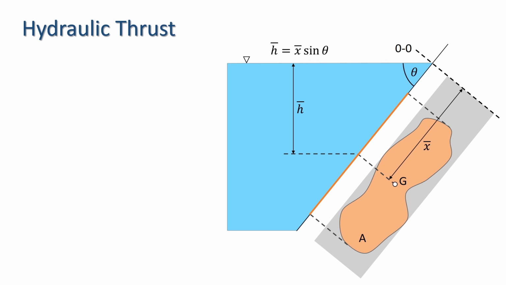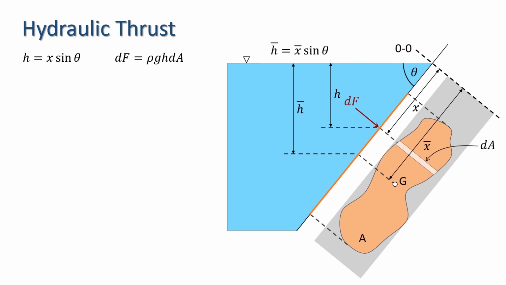Consider an elementary area dA, which is a distance x from OO, and has a corresponding pressure head of h, and let dF be the elementary force acting on dA. We have h equals x sine theta, and dF is pressure times area, which gives us ρgh dA. We need to integrate over the area A to find the magnitude of the thrust.